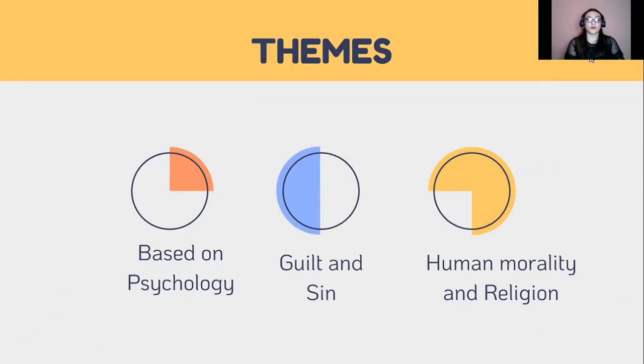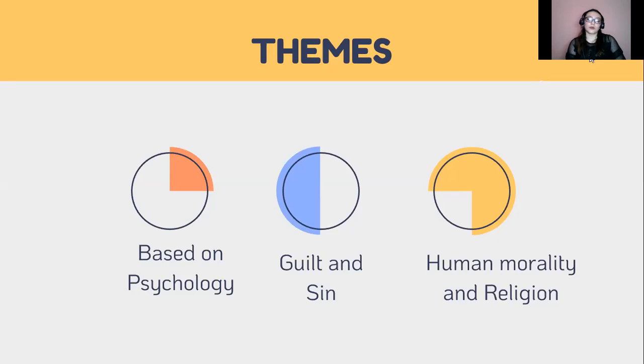These are only some of them, but the most important ones, or the most relevant ones, are that many of his themes were about psychology. As I was saying, how the human brain worked, the guilt and sin, because we are talking about how evil human beings can be. So obviously we're going to have guilt and sin in there. We have, and also human morality and religion.